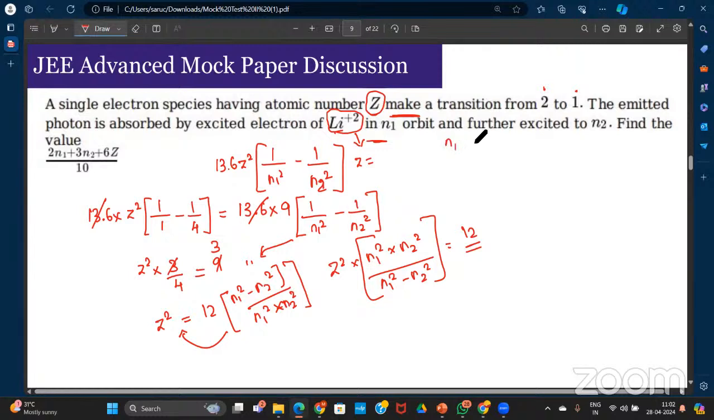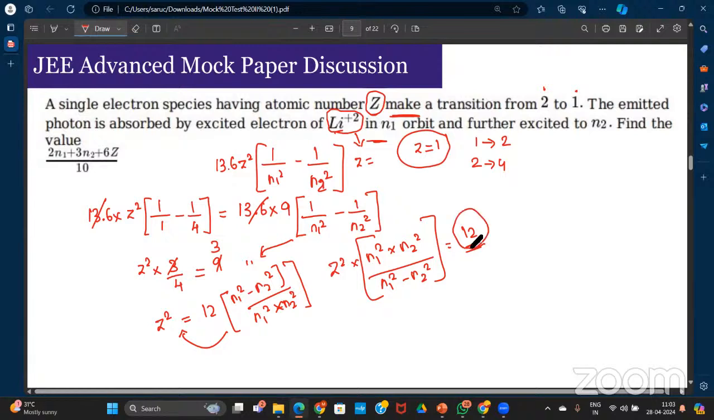So I'm making n1 equal to 1 to 2. Again, n2 can be any value you put. Again, the transition, you can make it from 1 to 2, and then from 2 to 4. I'm assuming that Z is equal to 1, and you have to do the transition. You have to substitute the values and find out which is equal to 2.